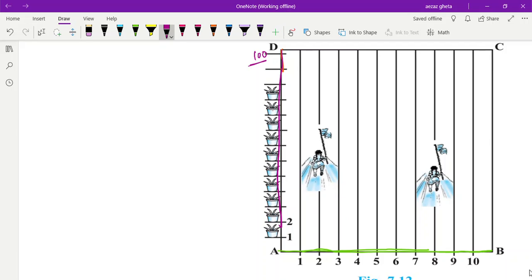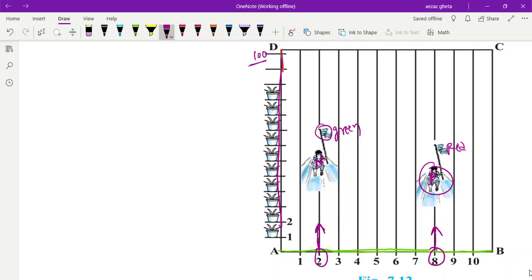Now Niharika, I am denoting her with N, runs 1/4 of the distance AD on the second line, and she will put a green flag. On the other side, Preet runs 1/5 of the distance AD on the 8th line, and she will post a red color flag. What is the distance between these two flags that we should find?